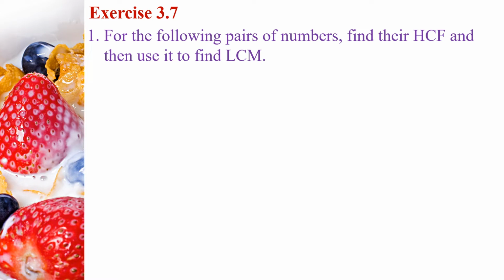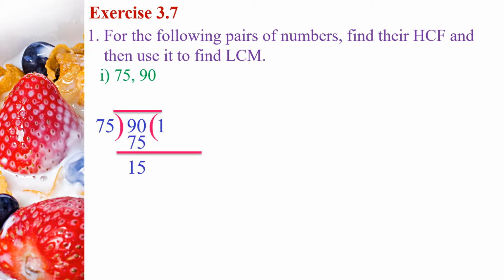For the following pairs of numbers, find the HCF and then use it to find LCM. 75 and 90. Now we are going to find the HCF by continued division method. Here 75 is the smallest number and 90 is the biggest number. That means divide the greater number by the smaller number. So how many times we have 75 in 90? We have only one time. So 1 75 is 75. Now subtract, we'll get 15 as remainder.